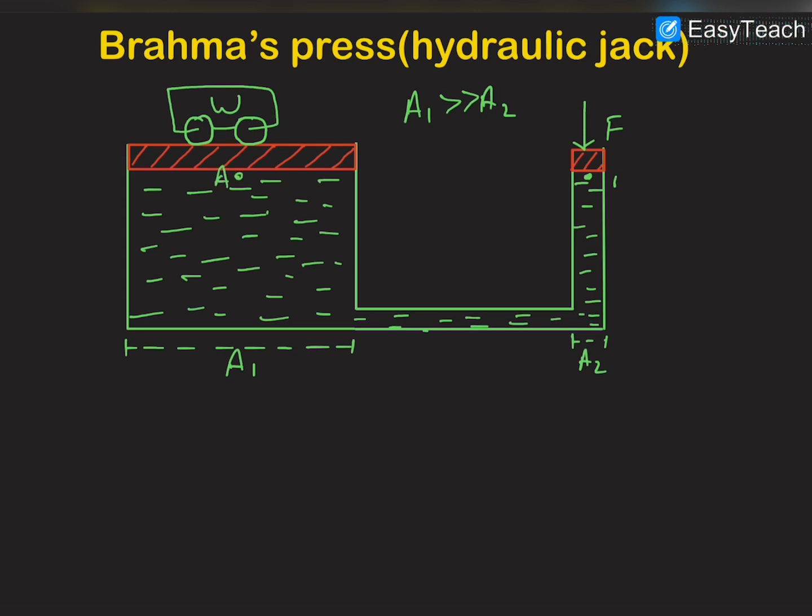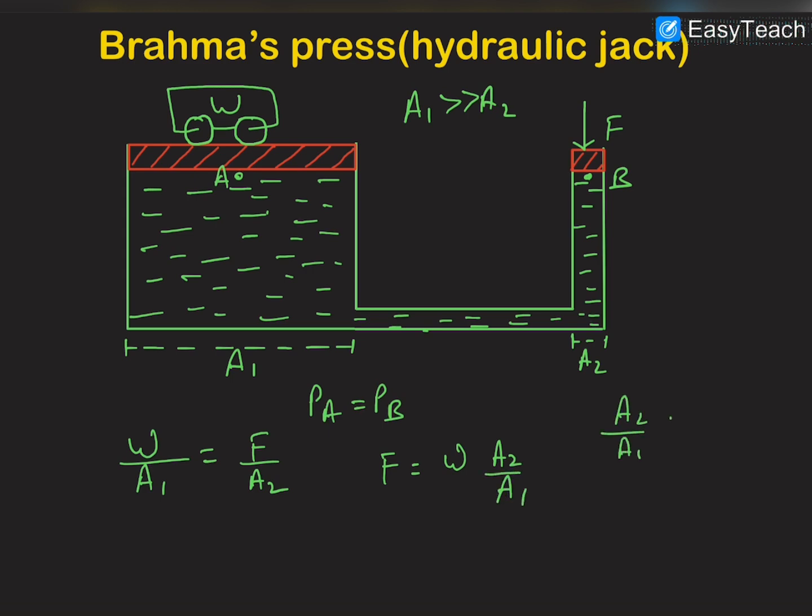So in this case, if we say that at this point A and at this point B the pressure will be the same, PA will be equal to PB. At A, the pressure will be the weight of the car upon area A1, and at B, the pressure will be F upon the area of piston A2. So F will be equal to W A2 by A1. Now A2 by A1 obviously is very less than 1. So if A2 by A1 is very less than 1, then we can say that F will be very less than W, which means by applying very less force we can lift up a very heavy weight.